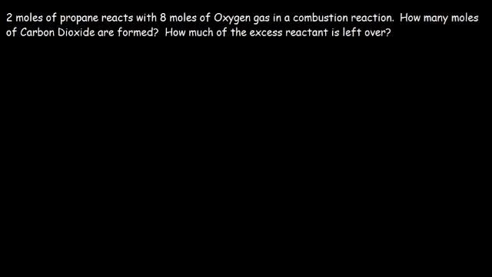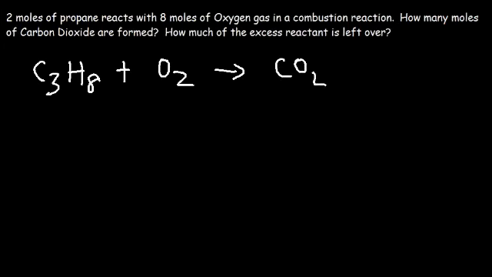The first thing that you should do is write a balanced reaction. Propane is C3H8. Oxygen gas is O2, it's diatomic. Carbon dioxide is CO2. And for any combustion reaction, water is always a product. Now, before we can do any sort of calculations, we need to balance this equation.